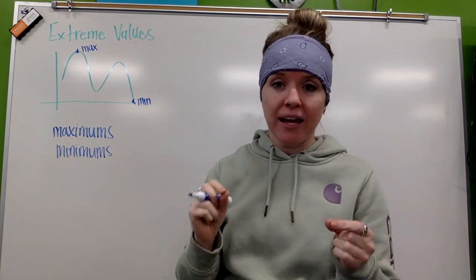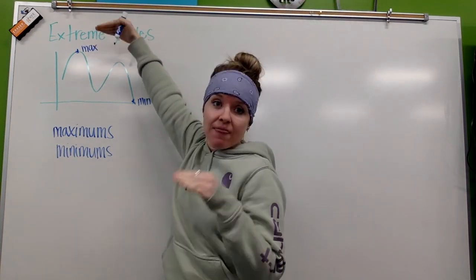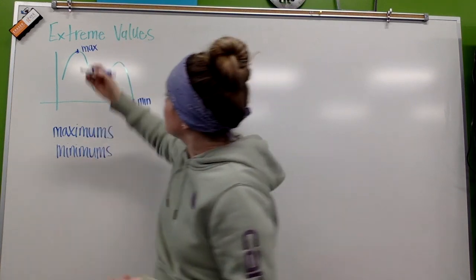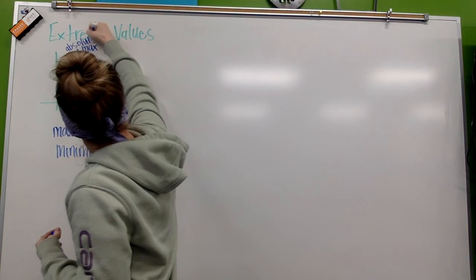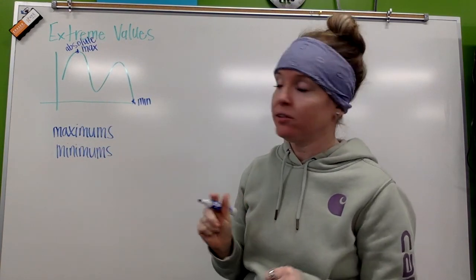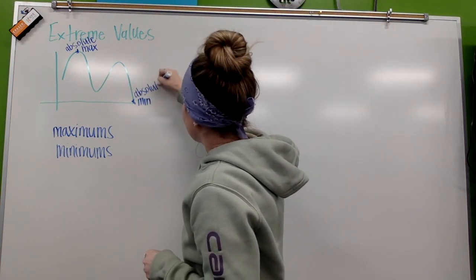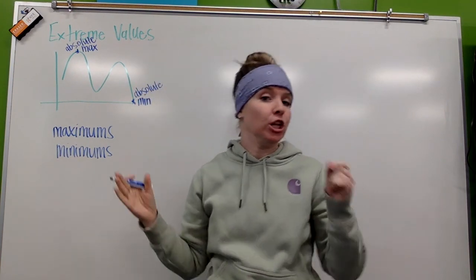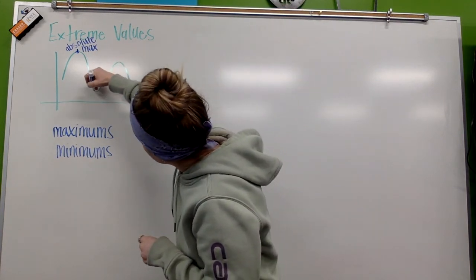But there's some clarifying thoughts that we're going to talk about. This is definitely the highest point on this graph. So I'm going to refer to this as the absolute maximum. It is the highest point on my graph, which makes this the absolute minimum on the graph. Lowest point, nothing's lower.